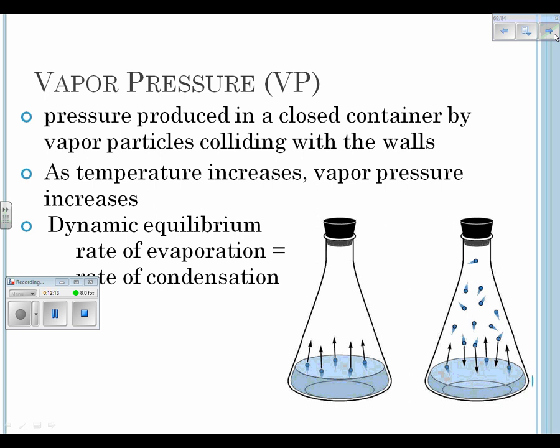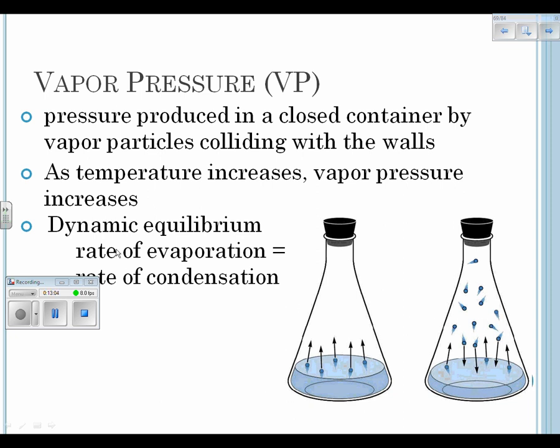Now, a vapor pressure is the pressure that's produced in a closed container. So right here, in this closed container, we have our gases, the vapor particles, colliding with the walls. Now, as the temperature increases, if I have this sitting on a hot plate, then the vapor pressure also increases, okay? Because the pressure would increase more and more. Most of the time, if this isn't closed, then this would just escape, and we just see more escaping particles. But when we close this and make it a closed system, that causes those particles to collide more often with the side. As they're colliding more often with the side, the pressure increases.